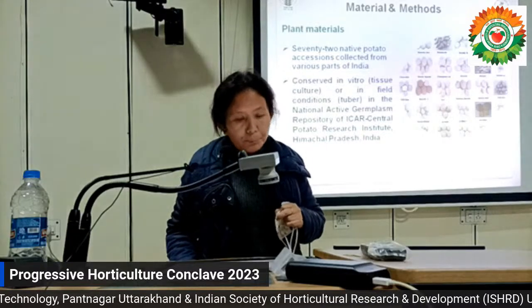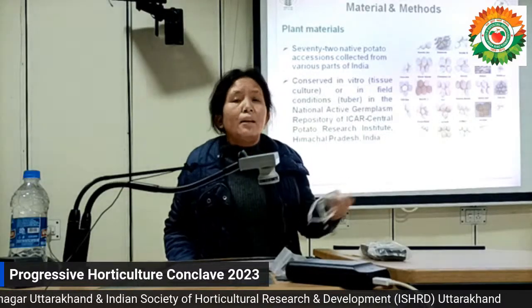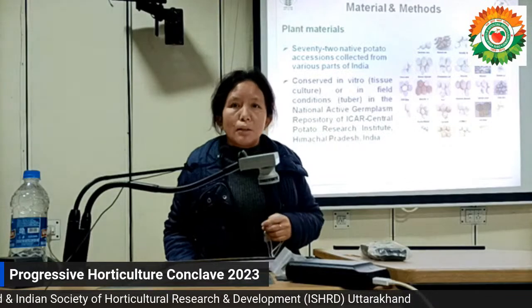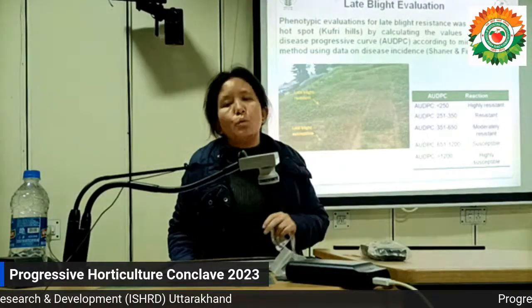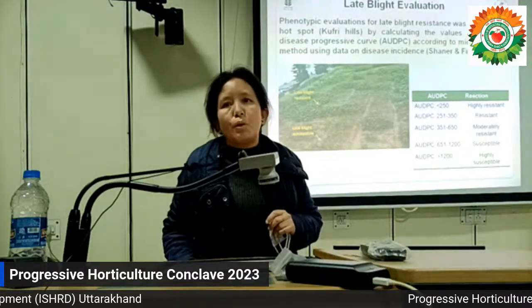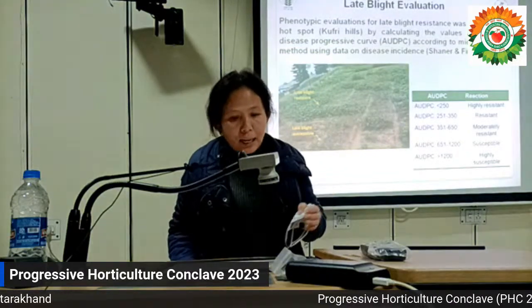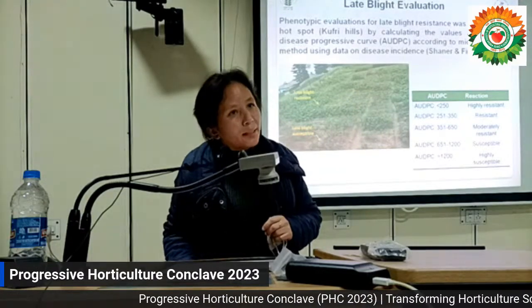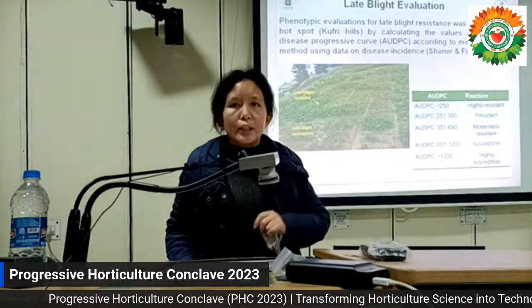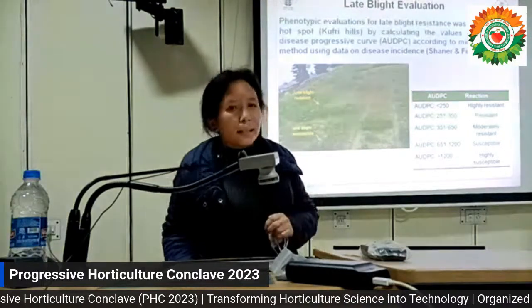accessions that were cultivated in the Kufri region, as well as conserved in vitro in tissue culture. For the late blight evaluation, we did it for 2 years in the Kufri Hills, which is the hotspot for potato late blight. And this is done according to the AUDPC value. And in the table, we can see how the genotypes are categorized according to different AUDPC values. That is the area under disease progress curve.